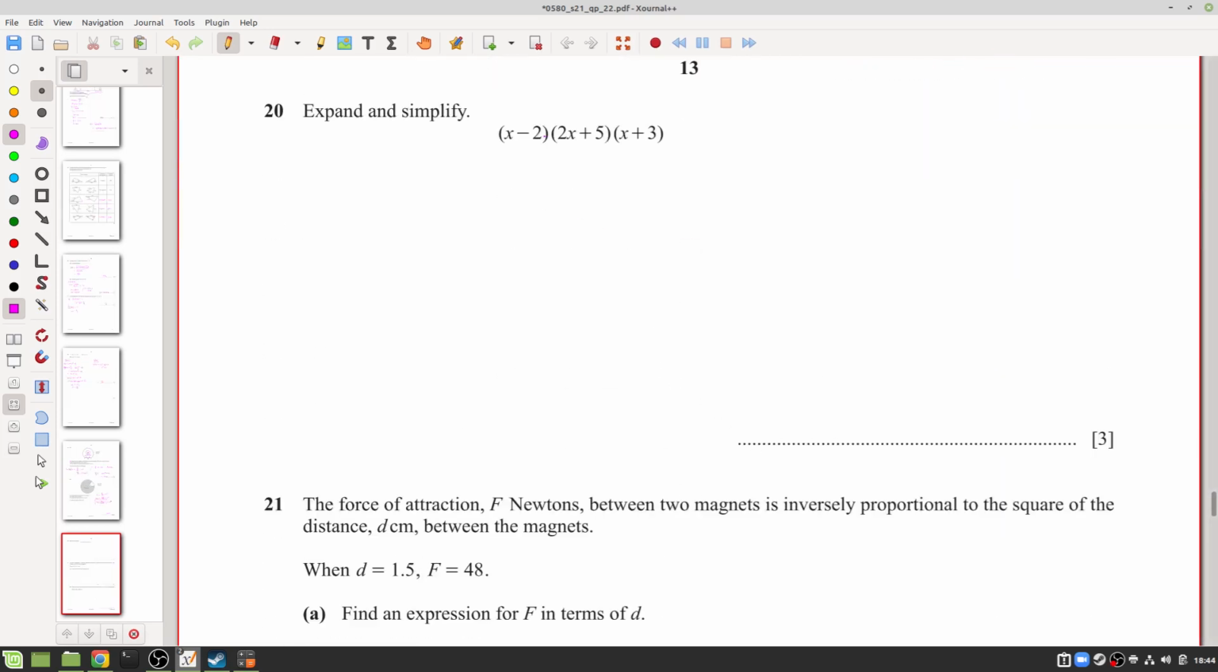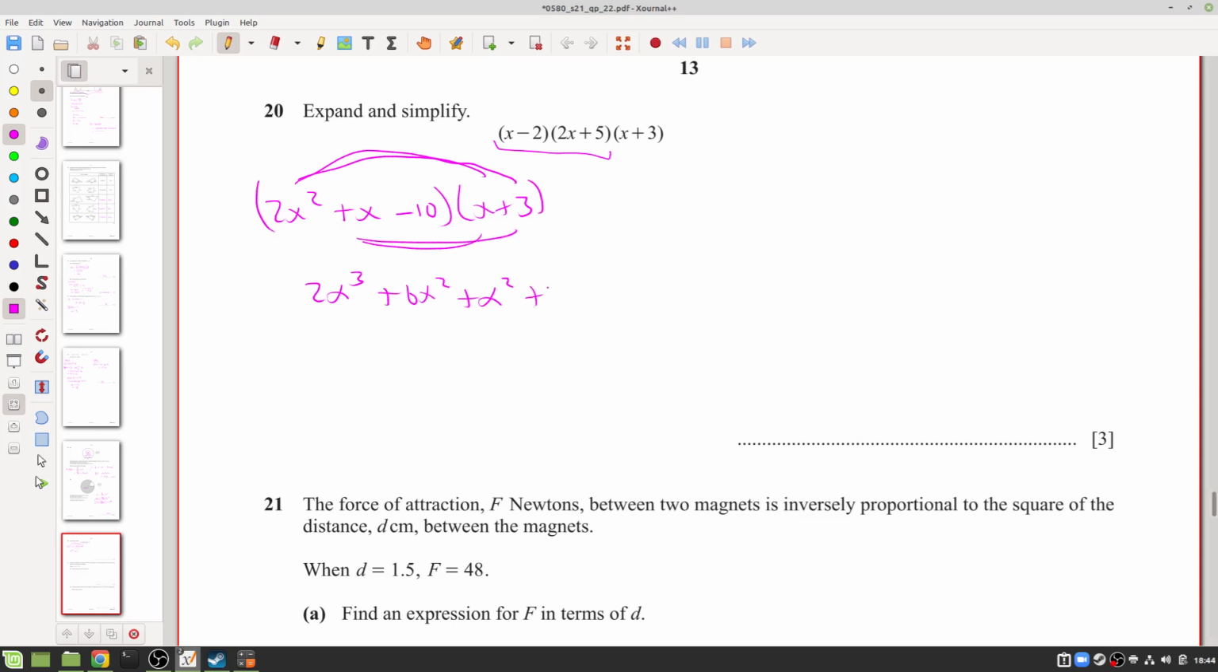Expand and simplify. Okay, so it doesn't matter which ones you multiply first. I'm just going to multiply the first two first. So if we multiply these, we get 2x squared minus 4x plus 5x. So you can write all of that out. I'm just going to write plus x. And then minus 2 times 5 is minus 10. So all of that we still have to multiply by x plus 3. That gives us 2x cubed, and then plus 6x squared, plus x squared, plus 3x, and then minus 10x, and minus 30.